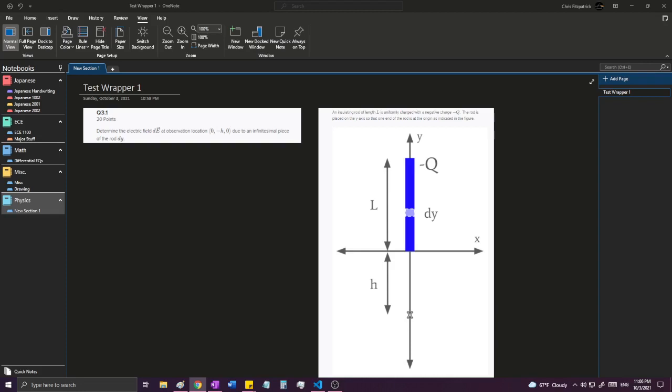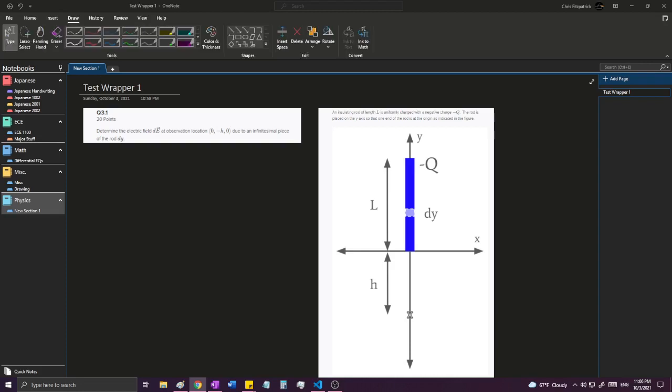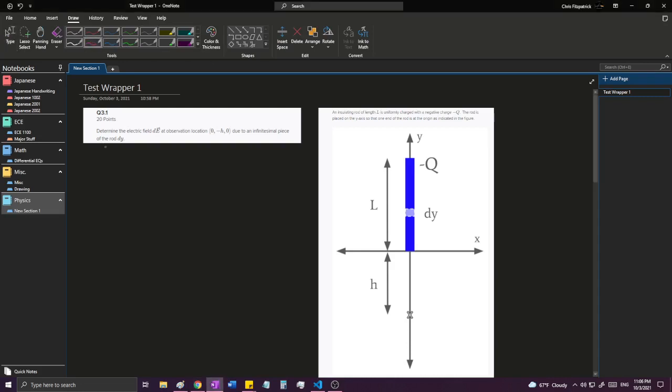In order to solve this problem, first you must find lambda, which in this case is equal to negative q over L. And then you must set dq over dy equal to lambda, which then leads to dq equal to negative q over L multiplied by dy.